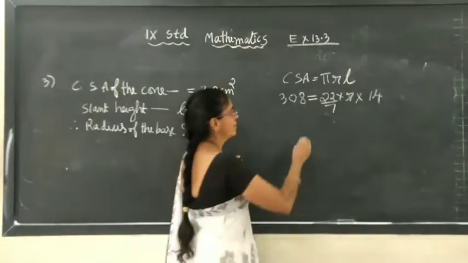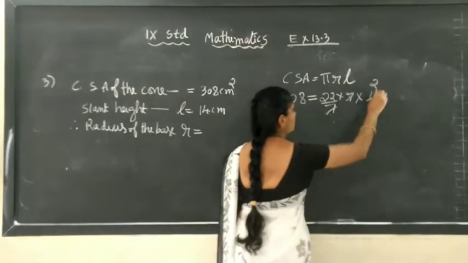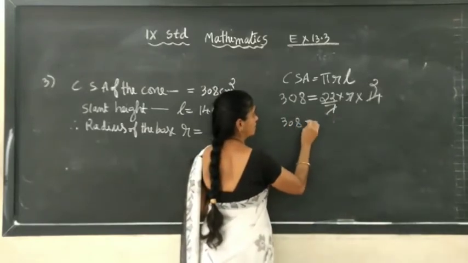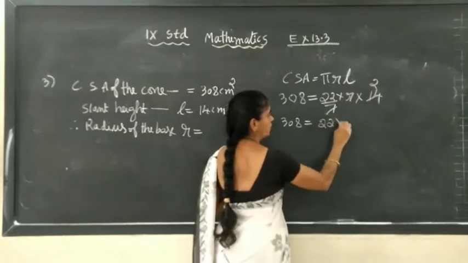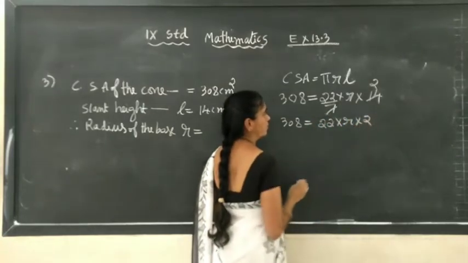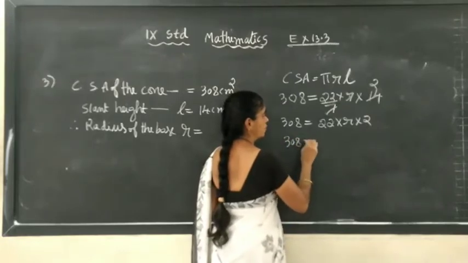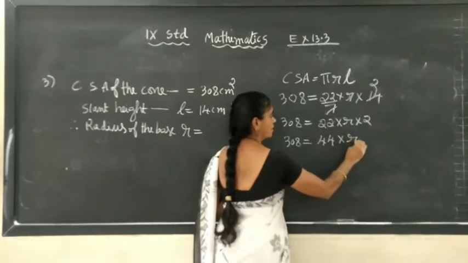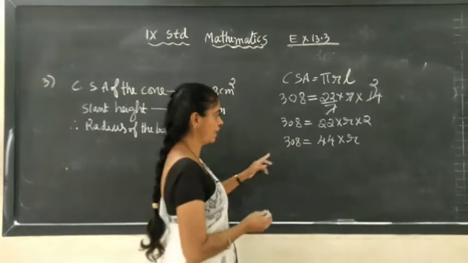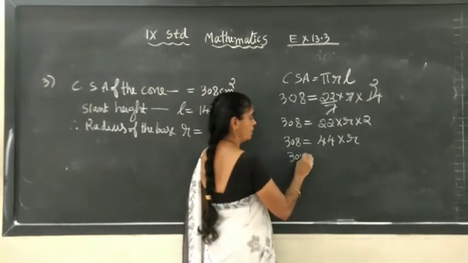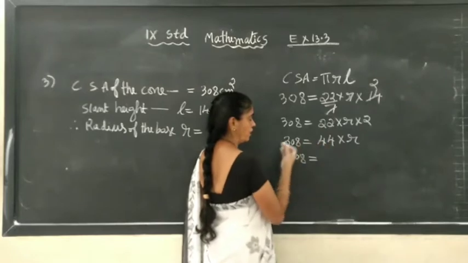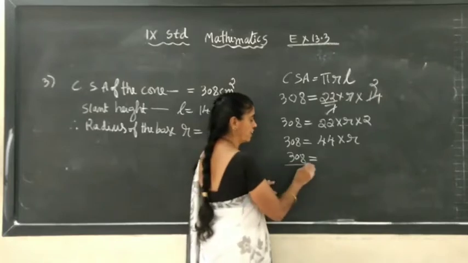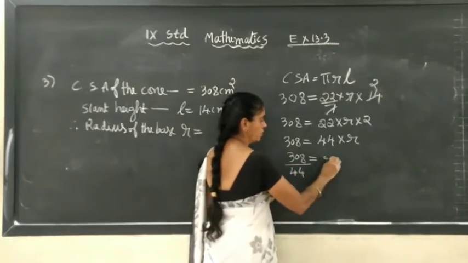7 table we can divide, 7 1s are 7, 7 2s are 14. Here 308 is equal to 22 into r into 2. Now 308 is equal to 22 into 2, how much? 44 into r. Now, if you bring the 44 to the other side of the equal sign, that multiplication will change into division. So it is 308 divided by 44 is equal to r.